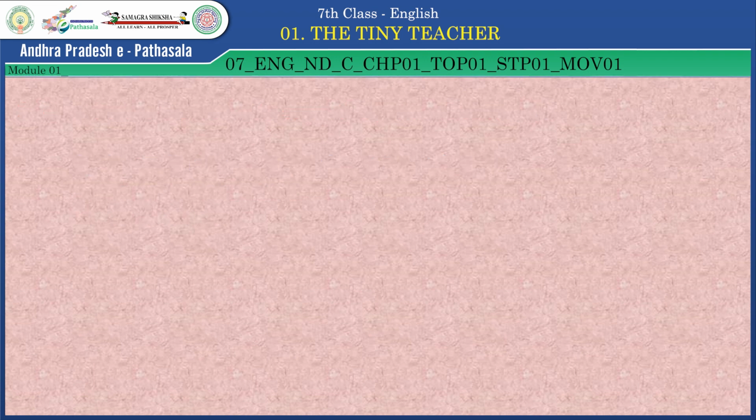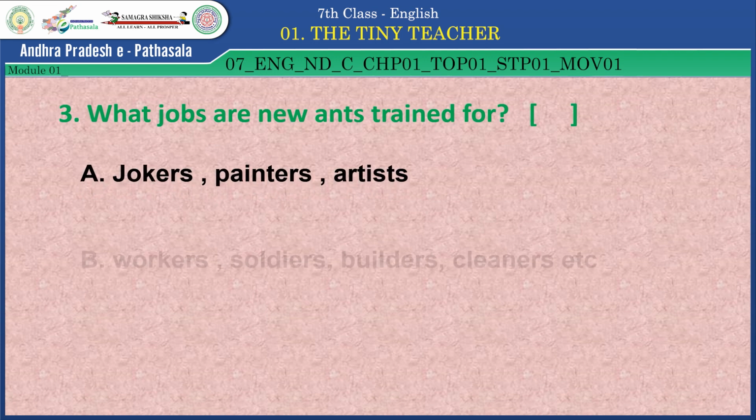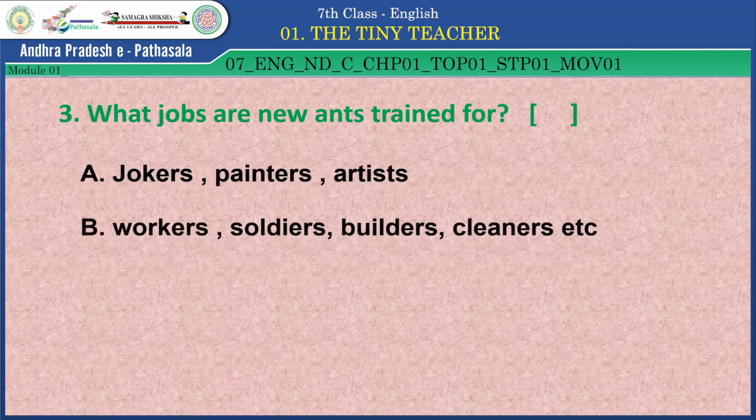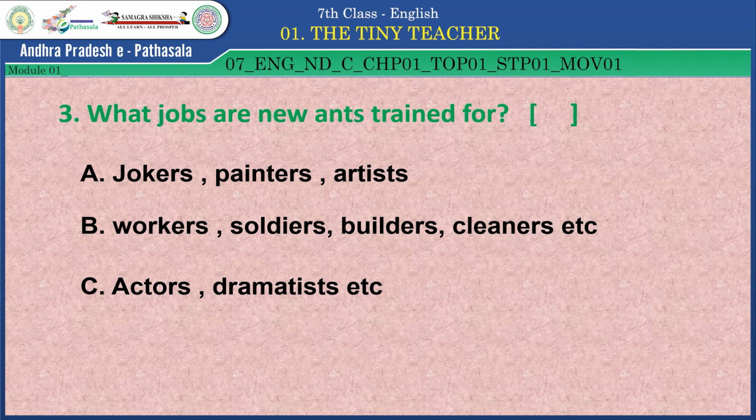Question number 3. What jobs are new ants trained for? Option A, jokers, painters, artists. Option B, workers, soldiers, builders, cleaners, etc. Option C, actors, dramatists, etc. Yes, children, you are correct. The answer is option B, workers, soldiers, builders, cleaners, etc.